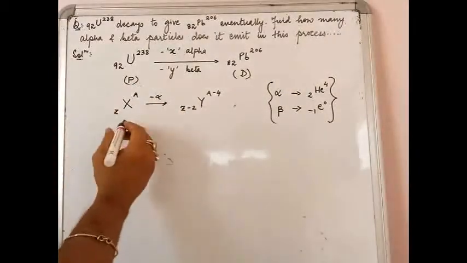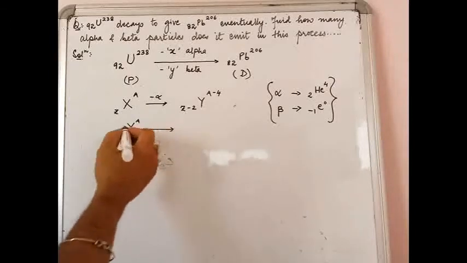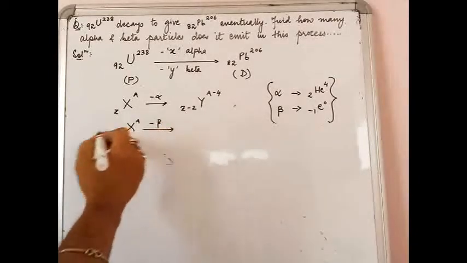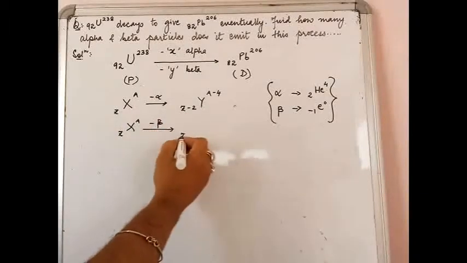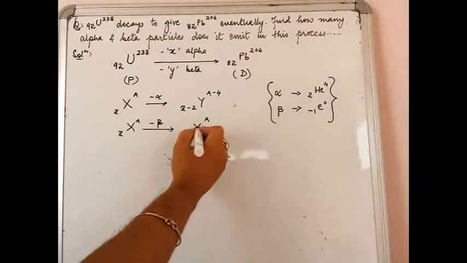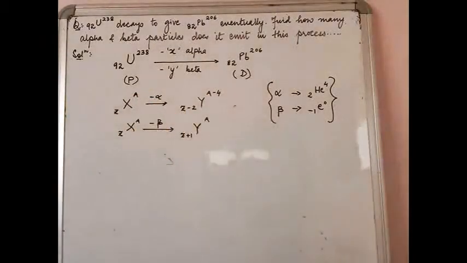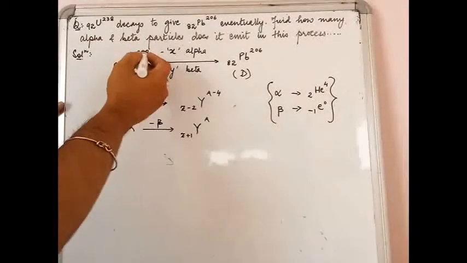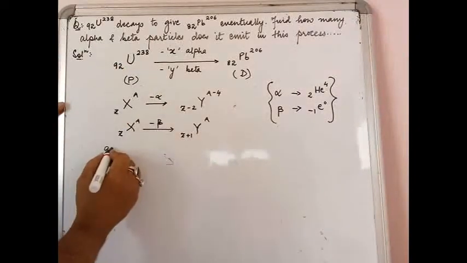Okay, similarly for beta particles, suppose this was the element, this was the nucleus and one beta particle came out. As a result of beta coming out, the atomic number used to increase by 1 and the mass number remained same, because this is a 0 over here. So we have to keep this particular thing in our minds for solving this question. So now let us see. Let us have a look at atomic numbers first.